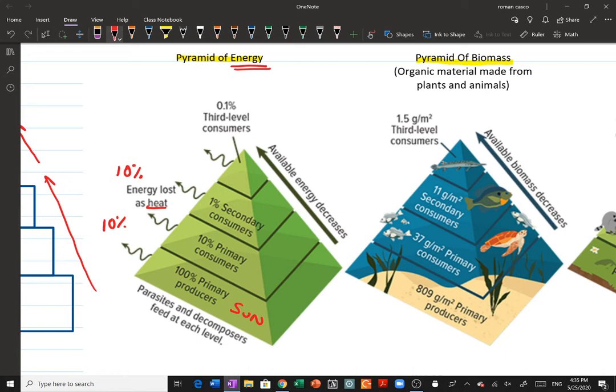So there's a net decrease to the amount that could be passed down, from 100% to 10% to 1%, into the third trophic layer of consumers, right? To the third level consumers or tertiary consumers, that ultimately would get 0.1%, right? There's too little energy. And so as you go up, the available energy levels will decrease. Okay, so that's the pyramid of energy.